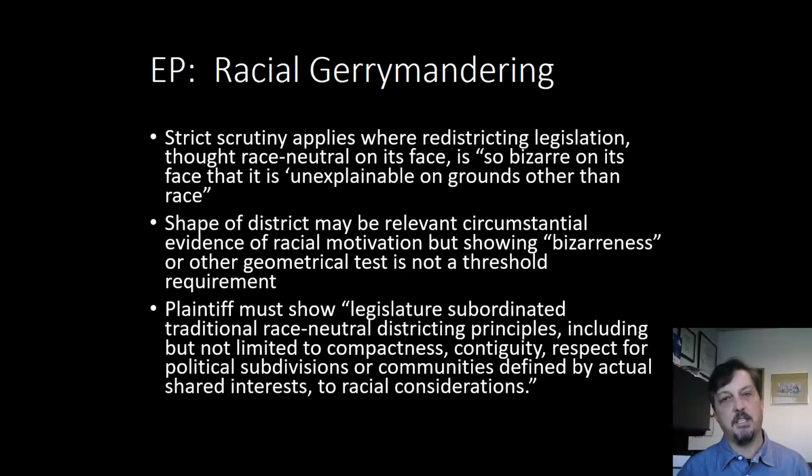And essentially what the plaintiff has to show is that in constructing the districts, the legislature subordinated traditional race-neutral principles for the structuring of legislative districts, which include compactness, contiguity, political subdivisions, and other things that are not racial considerations, and that those things were subordinated to racial considerations. So you have to look at that line of cases and think about what sort of application you might make.